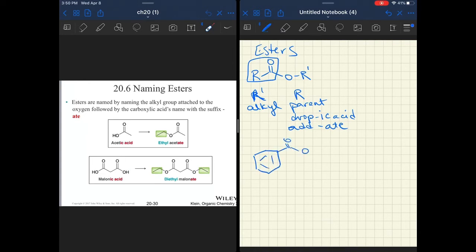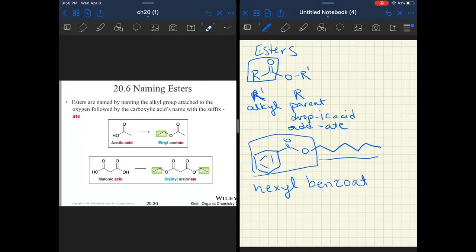Let's put something else together here. A little benzene ring. Doesn't matter how long that chain is. You're going to have your R group, your alkyl group, 1, 2, 3, 4, 5, 6. So it's going to be hexyl. And then this comes from benzoic acid. So that becomes benzoate. Right? Drop the ic acid, put ATE. Hexyl benzoate. You really have to pay attention to what's connected to carbonyl versus what's connected directly to oxygen. It could be drawn in either direction.